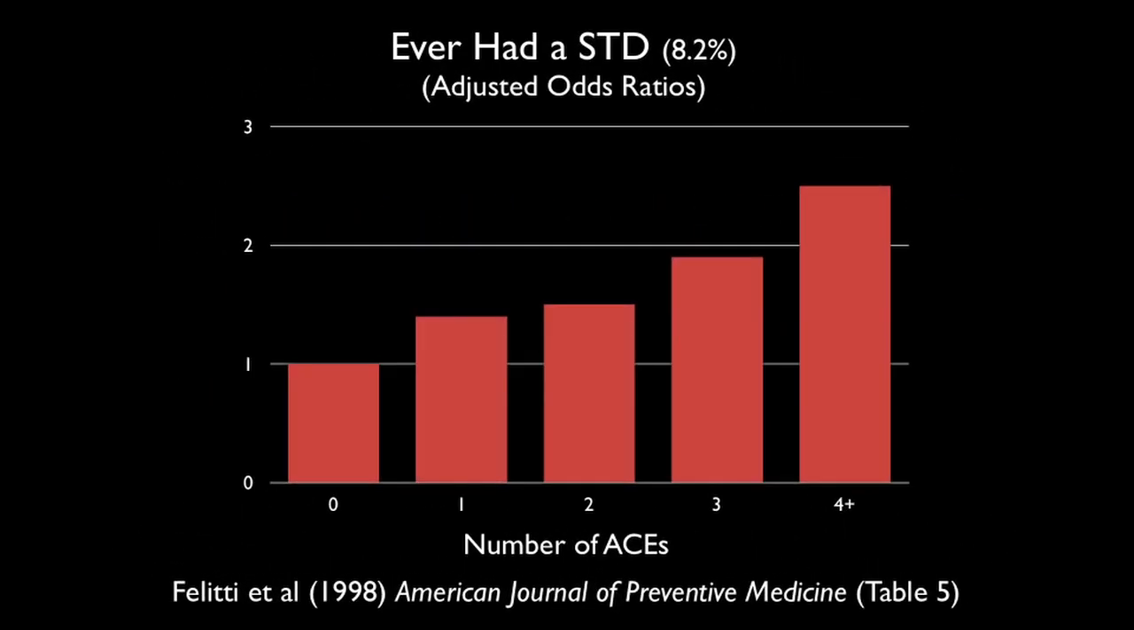This item has to do with ever having had a sexually transmitted disease. And we can see that with 3 or 4 or more ACEs, the odds have increased to twice as likely as for a person who has had no ACEs.